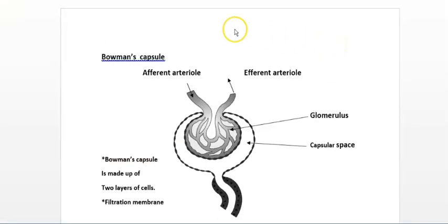Now we see one part of the nephron that we call Bowman's capsule. We look at the Bowman's capsule structure like this. There is a blood vessel going into the Bowman's capsule. The blood vessel going into the Bowman's capsule we call the afferent arteriole. The blood vessel coming out from the Bowman's capsule we call the efferent arteriole. If you see the structure, the diameter of the afferent is bigger than the efferent.